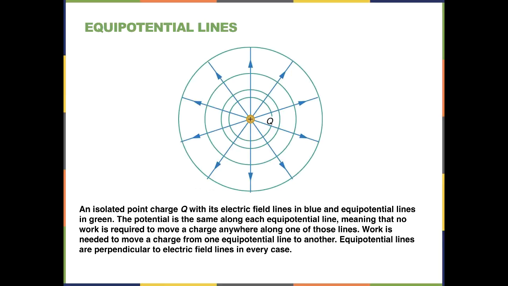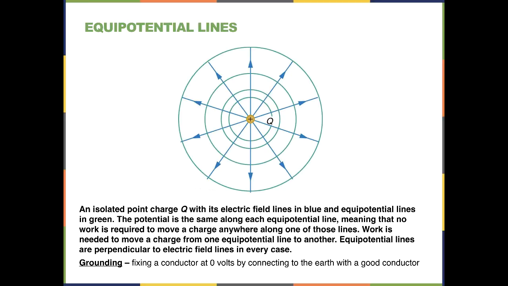So we have a point charge Q, and we see the electric field lines in blue moving out from the positive point charge. The equipotential lines are shown in green. The potential along each of these lines, which are circles, is the same, meaning that no work is required to move a charge around that circle. However, if you want to move from one circle to another, then work has to be done. The equipotential lines are always perpendicular to the electric field lines at every point.